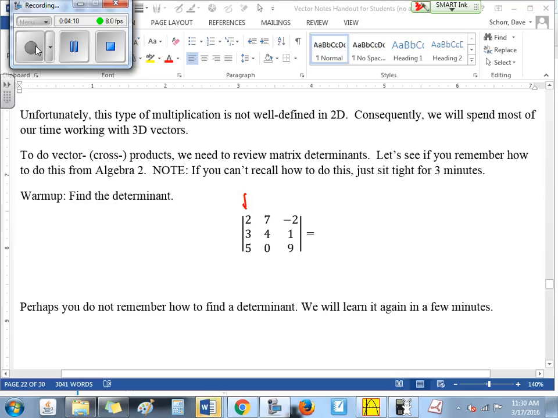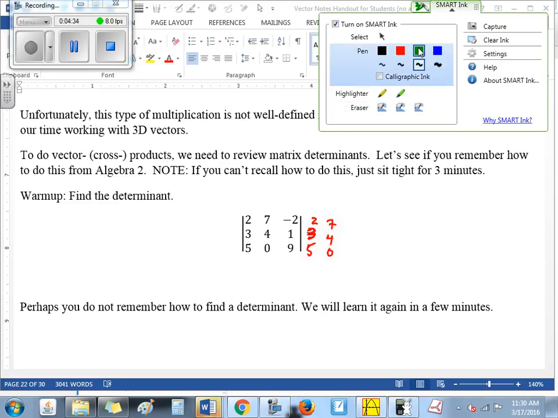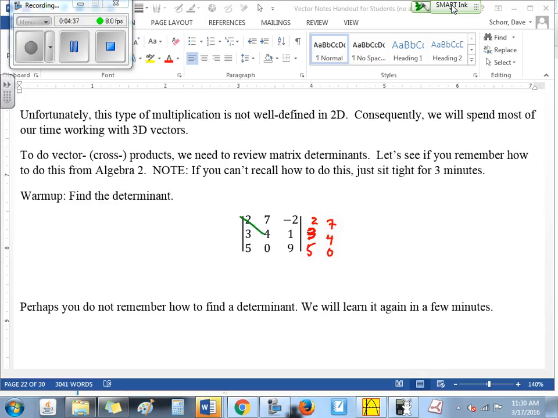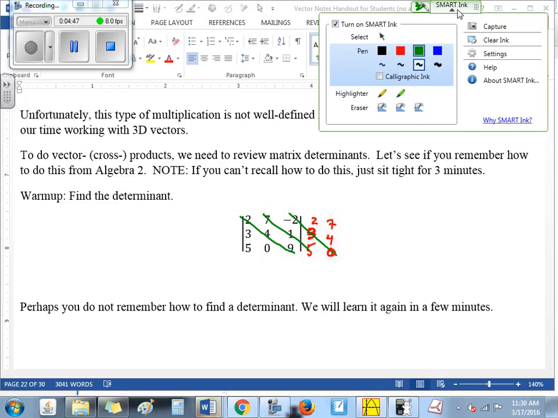First you take the first column and the second column, and you just copy them outside the box. So right on top of the equal sign, write 2, 3, 5, and 7, 4, 0. How many of you remembered that step? Like I said, not everybody's even seen this before. Then we draw diagonal lines that go down and to the right. So these green lines: 2, 4, 9, 7, 1, 5, negative 2, 3, 0. You draw diagonal lines going down, and you then multiply along those lines.